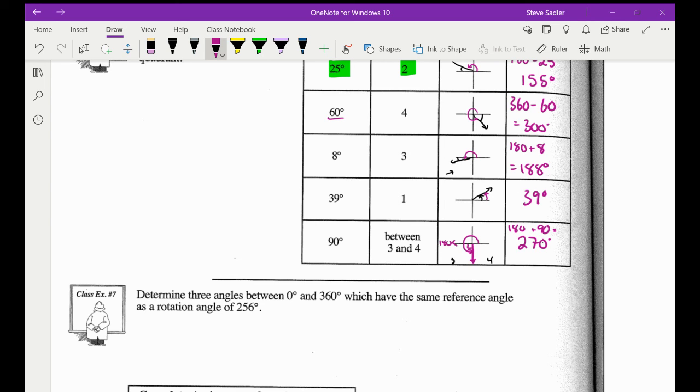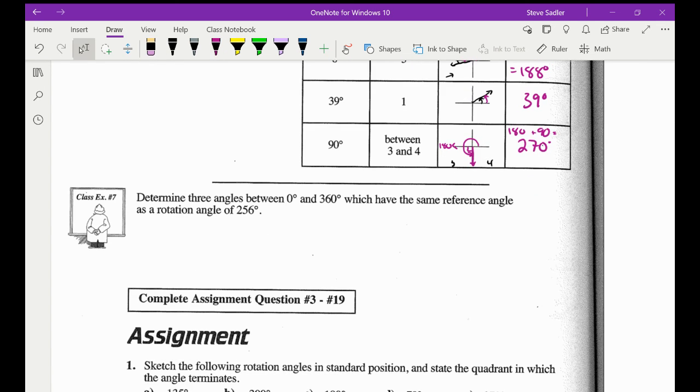All right, so it says determine, sorry, that's my phone. Last one: determine 3 angles between 0 and 360 which have the same reference angle as the rotation angle of 256. If you're not sure, draw a quick sketch. 256 is somewhere down here because that's 180, 90, 0, 360, and that's 270. So 256 is the rotation angle.